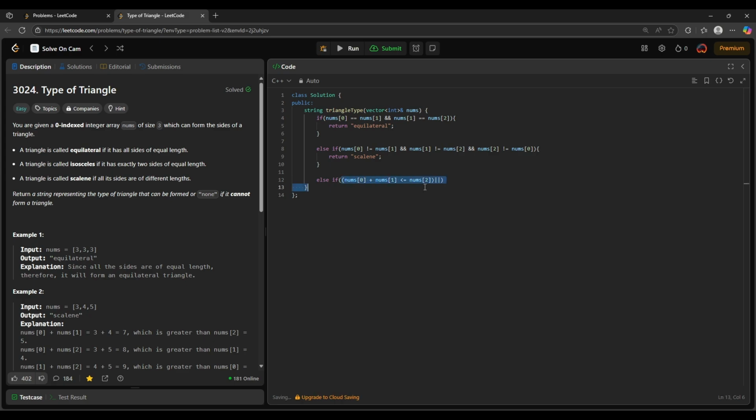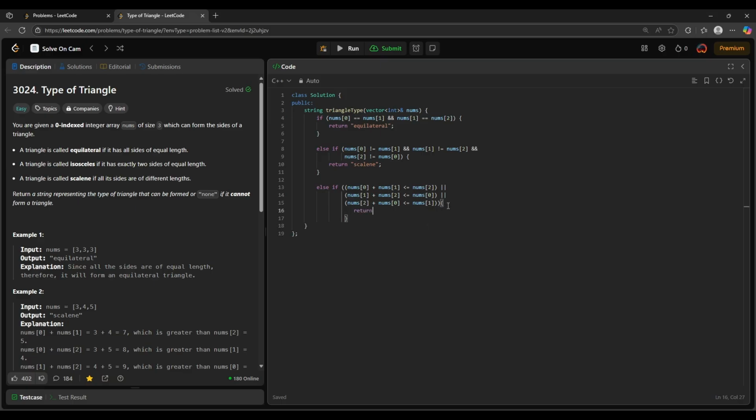Now we have these two cases here and we can just copy them down for two more. 0 1 2, next pair could be 1 2 0, and then it could be 2 0 1. If that is the case, we return none. Otherwise, the triangle that is formed is isosceles, so we can directly copy it, return isosceles.